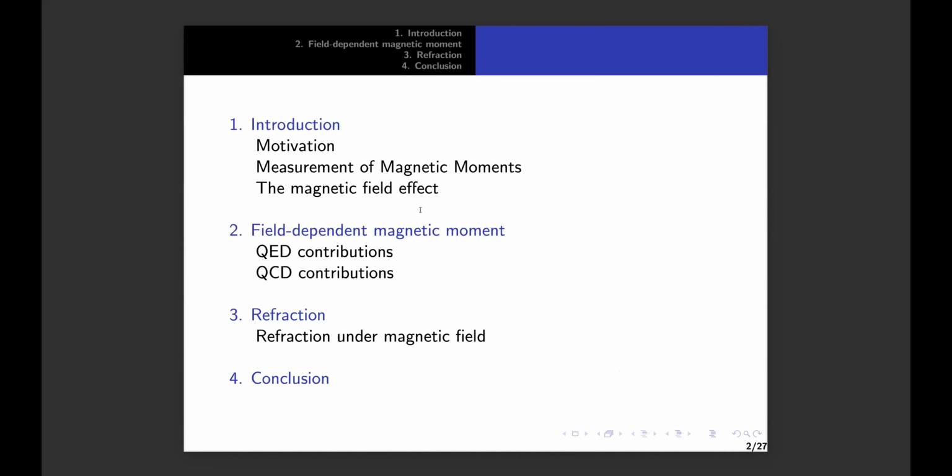This is the plan of my talk. After a brief introduction, I will talk about our calculations in QED and QCD. Then I will talk about the effect of the magnetic field and how we can measure this in the Beyond g-2 experiment. And then I will conclude.